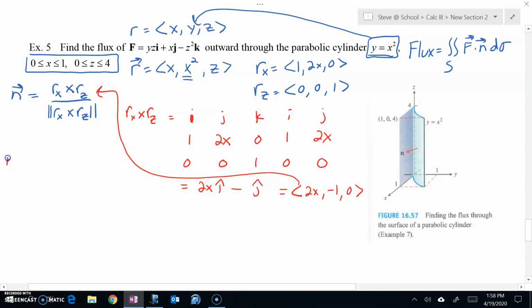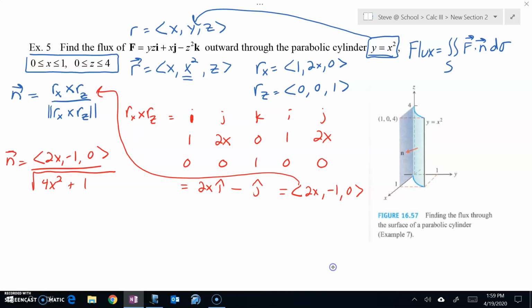My normal vector becomes the vector 2x, negative 1, 0 over the magnitude of this, which is when you take the square root of the squared pieces. That becomes the square root of 4x squared plus negative 1 squared, which is a positive 1. You cannot simplify that, we leave it as is. So there's my normal vector. I have my normal vector, great.